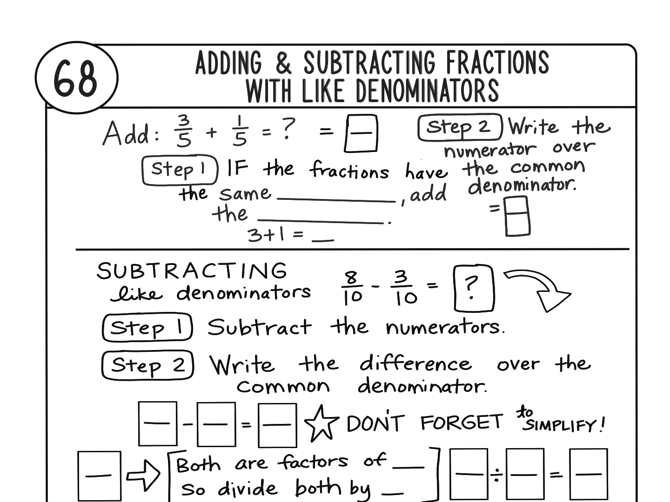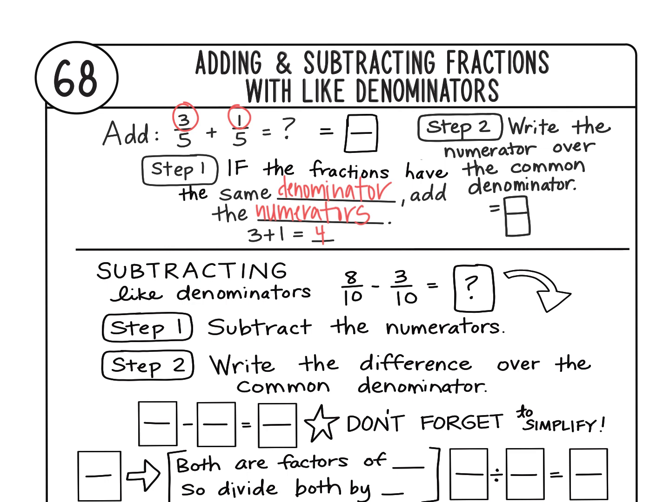Okay, if I have 3/5 plus 1/5, step 1 says, if the fractions have the same denominator, add the what? Numerators. Very good. So in this case, 3 plus 1 is 4.